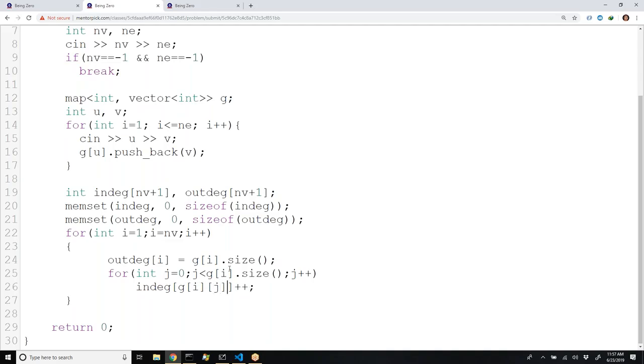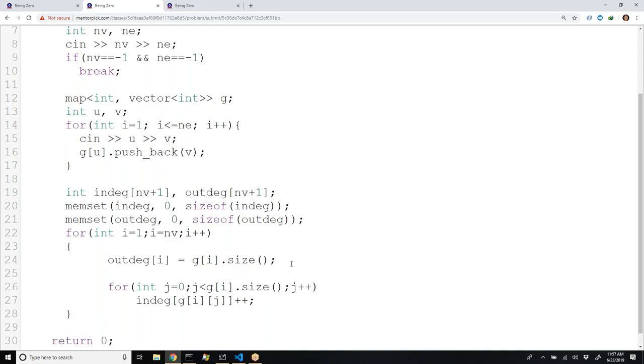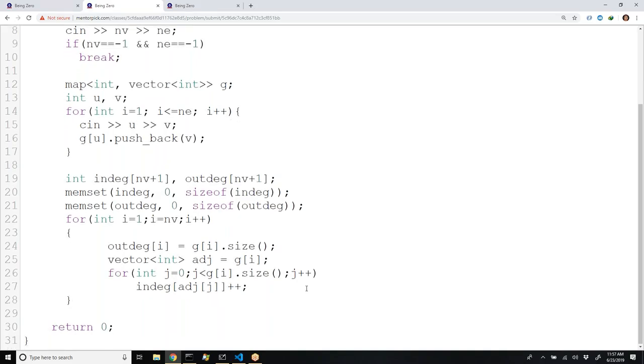And if this causes confusion, that's the reason we prefer going with, we can write separately. Vector of int adjacency list is g of I, we know that. Since g of I is already taken, so it helps us. Little extra code is fine as long as it is readable and we are able to understand what we are doing. So this way we will calculate in degree, because in degree is number of times it appears in somebody's adjacency list. That is what we are calculating.